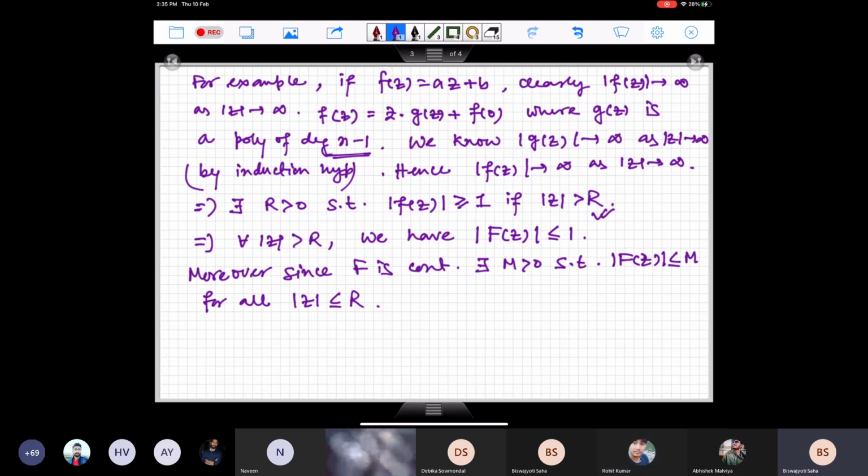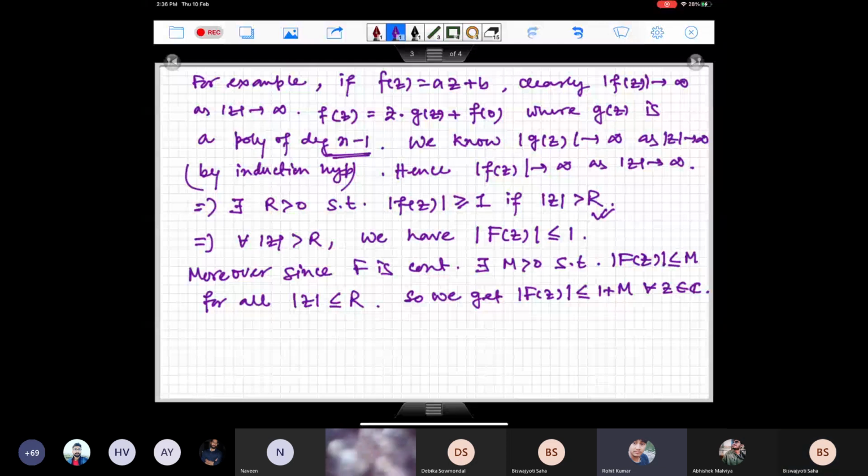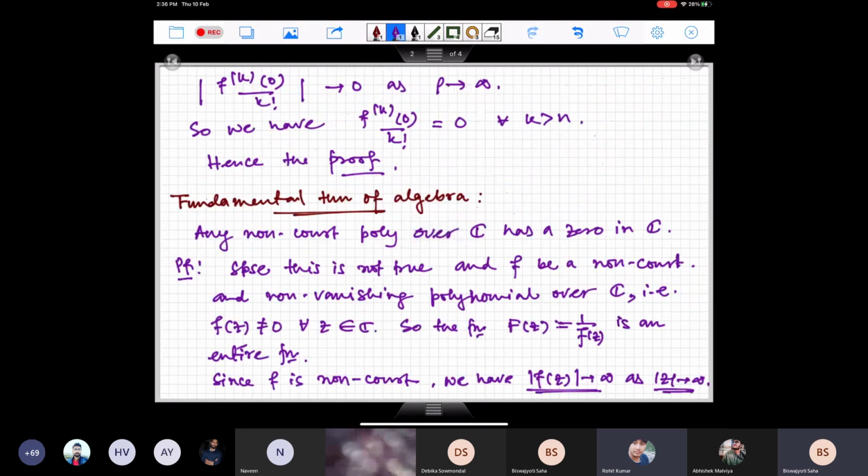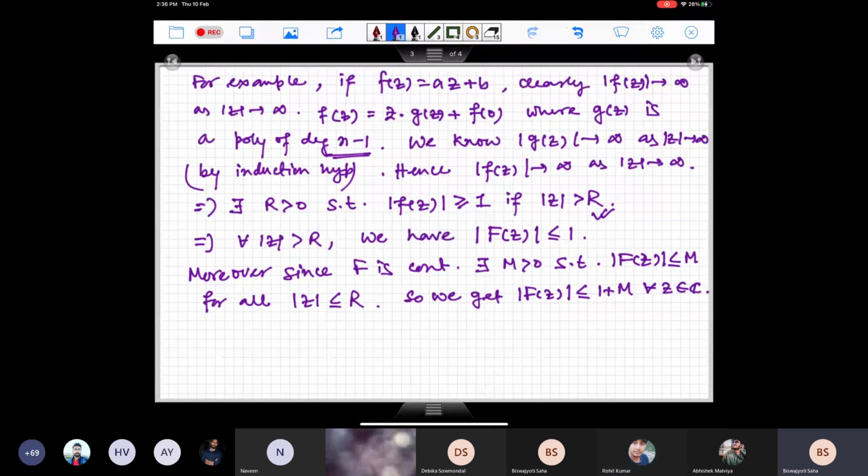And once I put this together, we get mod of F of z is less than or equal to 1 plus m for all z in C. Do I get this? Yes, agreed. So therefore, I am getting that capital F is a bounded function. And on the other hand, since little f was non-vanishing, capital F was an entire function. So what can I say about capital F? It is constant by Liouville's theorem.